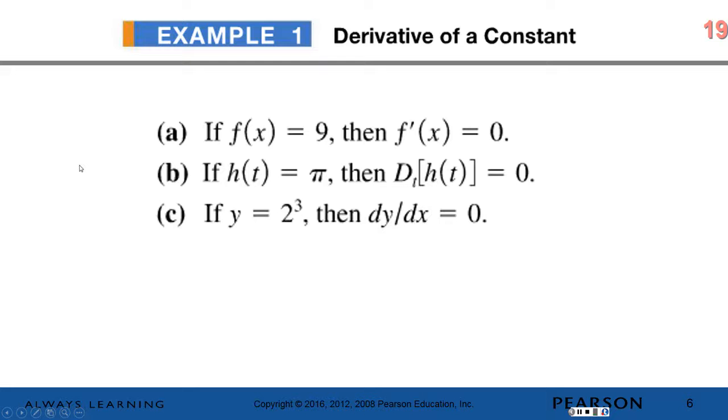So this is just kind of driving the point home. If f of x is equal to 9, then f prime of x is equal to 0. If h of t is equal to pi, then d/dt of h of t is equal to 0. If y is equal to 2 to the third power, 2 to the third power is 8. It's still a constant even though there's a power there. So dy/dx is equal to 0. Okay? That's always everybody's favorite rule because that's the one everybody can remember.